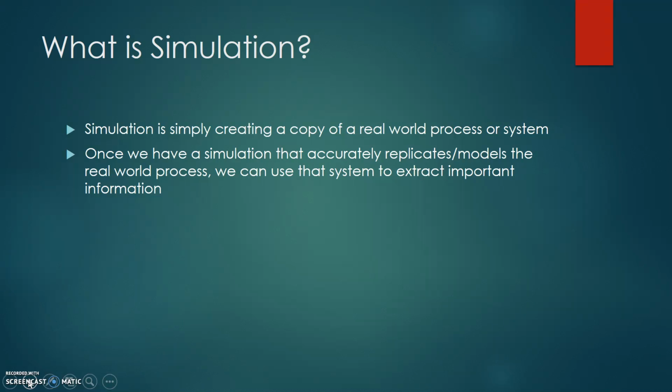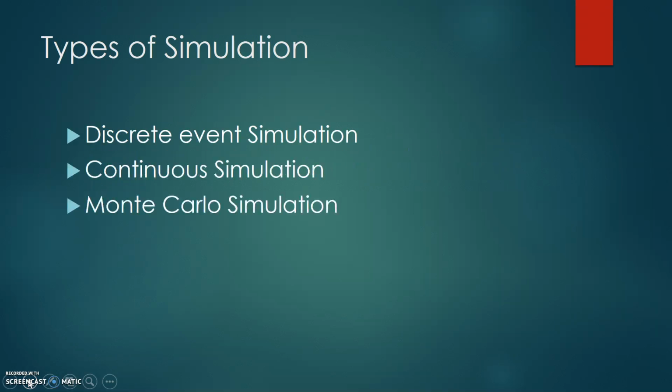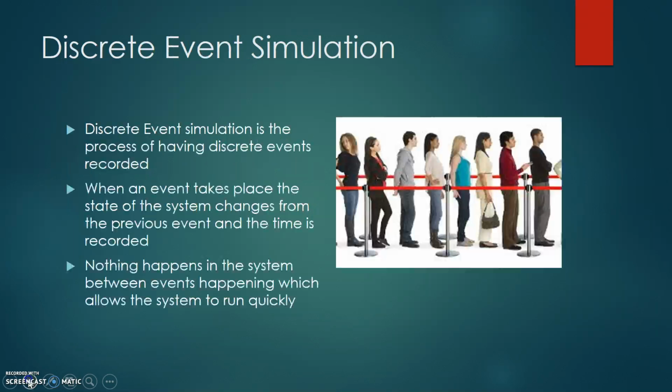In the education realm, we often use software like Simio or MATLAB to do these simulations, and a reoccurring problem that we do for simulation would be like patients coming in and out of an ER. The 3 different types of simulation that we're going to discuss today are discrete, continuous, and Monte Carlo. Let's jump right into the discrete event simulation.